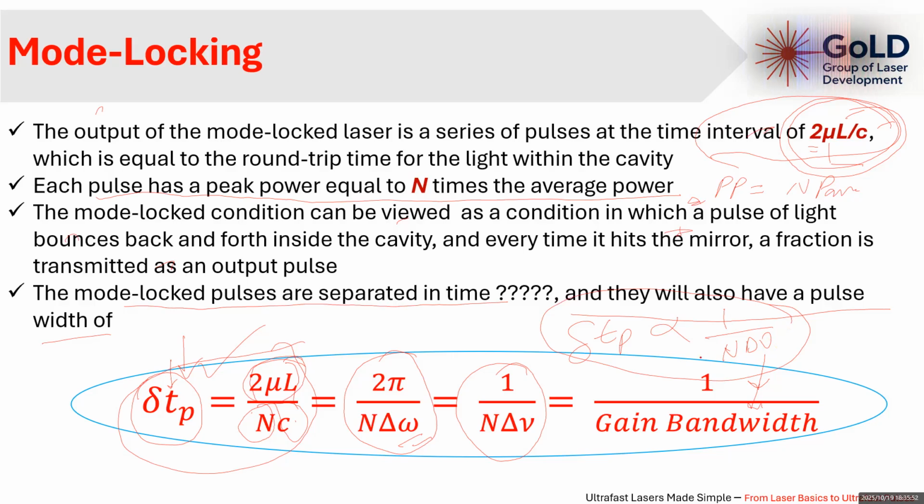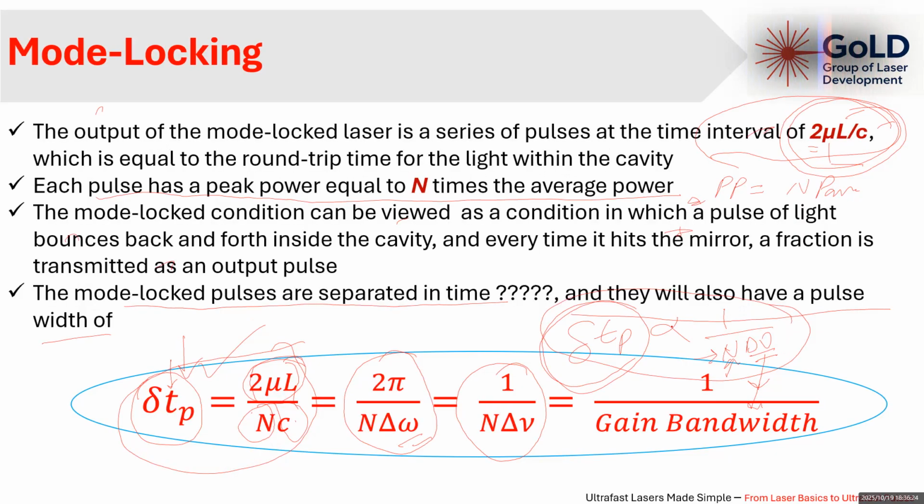Okay, so n is the number of locked modes, and this is the mode separation, the separation between two frequencies or two wavelengths. With one over that, we can find delta TP. TP is the pulse width, the pulse duration. The pulse appears for 10 femtoseconds, or 100 femtoseconds, or 200 femtoseconds. This is what I meant. Okay, it's the pulse duration.